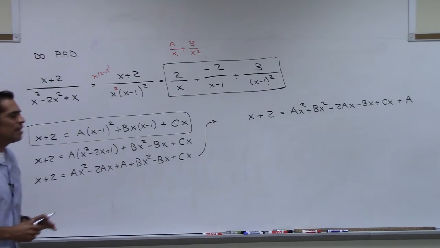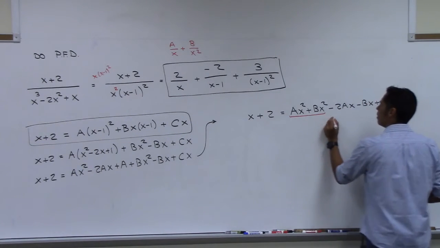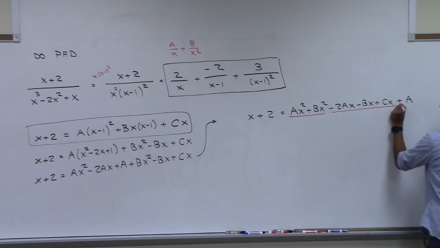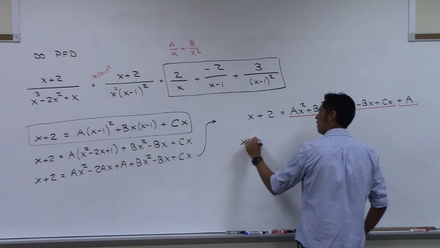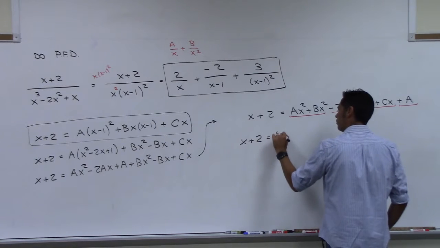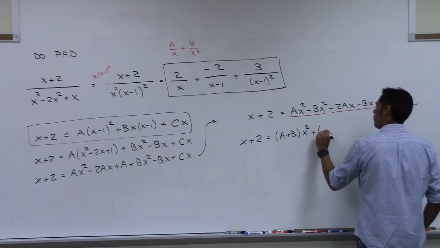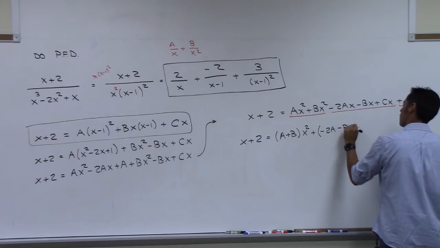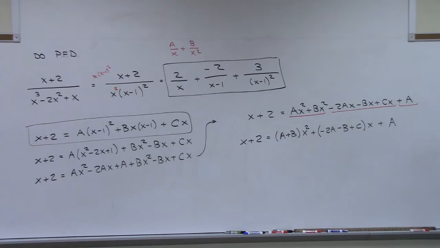So you see how I've kind of grouped everything together like terms? These guys had x squared in them. These guys had x's in them. And this guy right here was the only thing that didn't have any x's, right? Okay, check this out. All right, can you tell me what I did here?